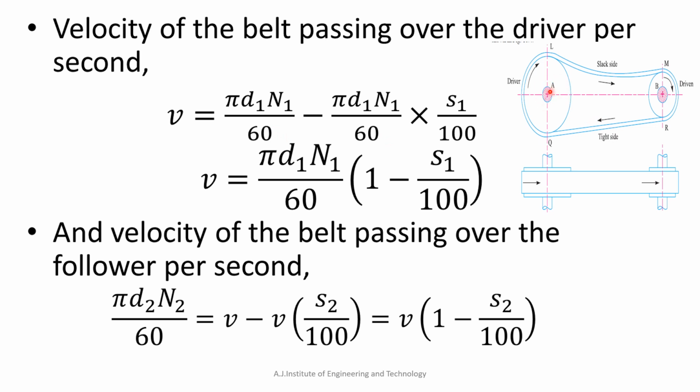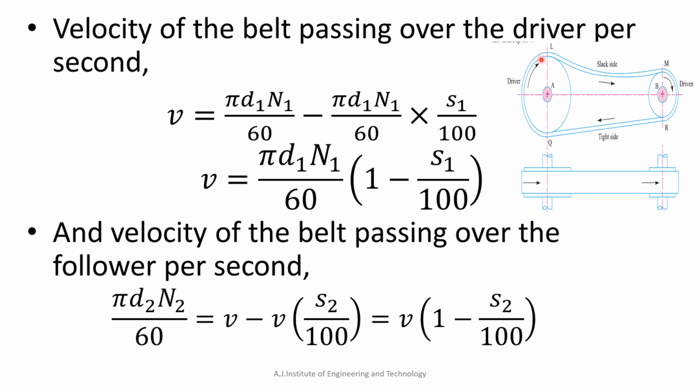Understood? Because of slip, some power will be lost. That is indicated by S1 percentage here and S2 percentage here. Here the power transmission takes place from this pulley to the belt drive. The actual speed is pi d1 n1 divided by 60, and because of the slip, S1 percentage, we should multiply the slip with this speed and subtract it from the actual velocity. So pi d1 n1 divided by 60 is the actual speed of rotation of this pulley.